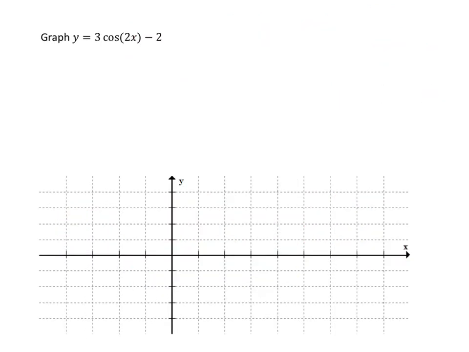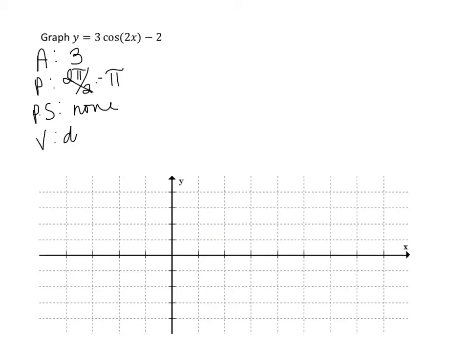So let's take a look when we start combining these. We have an amplitude of 3. The period on this graph is 2 pi over 2, which is simply pi. There is no phase shift, but the vertical shift is down 2. This is much simpler to understand. Minus means down, plus means up.